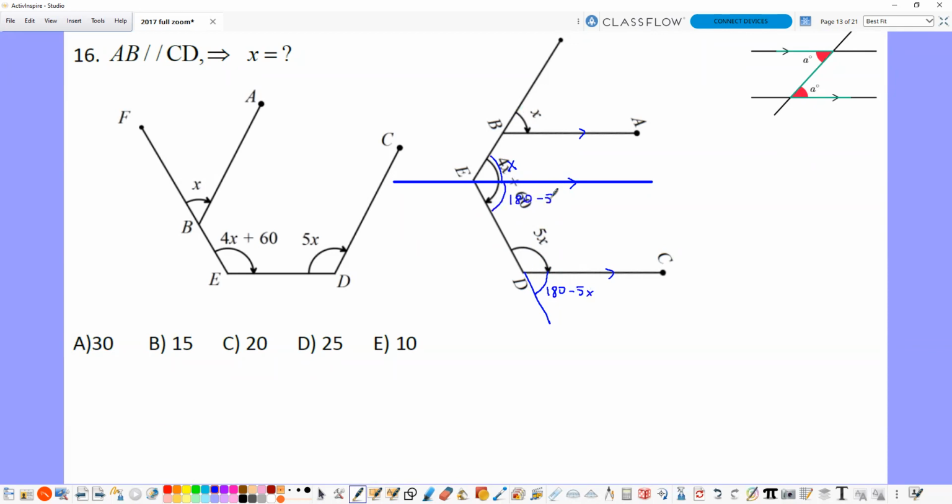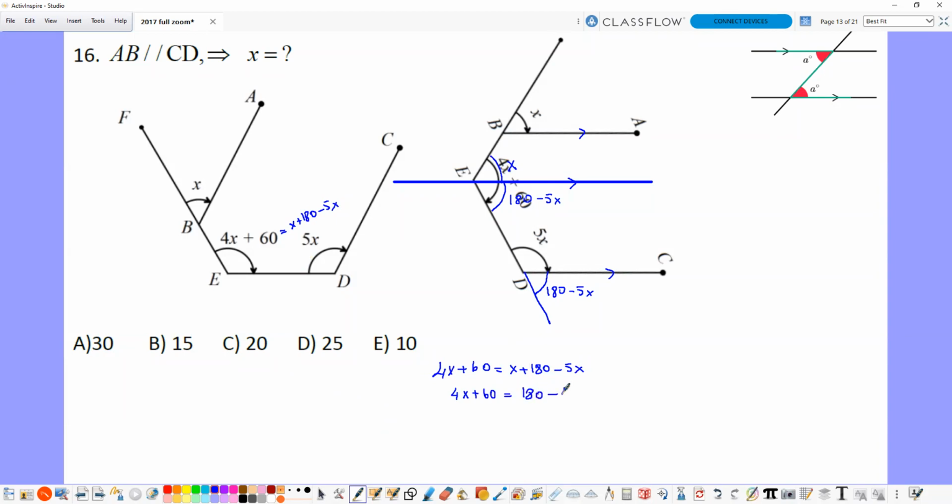180 minus 5x. So this completes the equation like this. The sum of 4x plus 60 is going to be equal to x plus 180 minus 5x. This is the equation now that we have to solve. So I'm writing here 4x plus 60 is equal to x plus 180 minus 5x. 4x plus 60 is equal to x minus 5x, which is minus 4x.